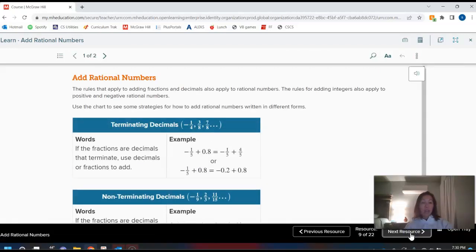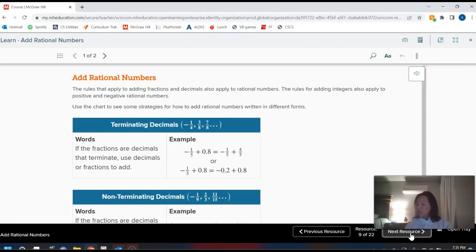Learn how to add rational numbers. So the rules we used for integers still apply. A positive plus a positive is positive. A negative plus a negative is negative. We add those together. But when we have one of each, remember that you actually end up subtracting the numbers and then taking the sign of the larger number.